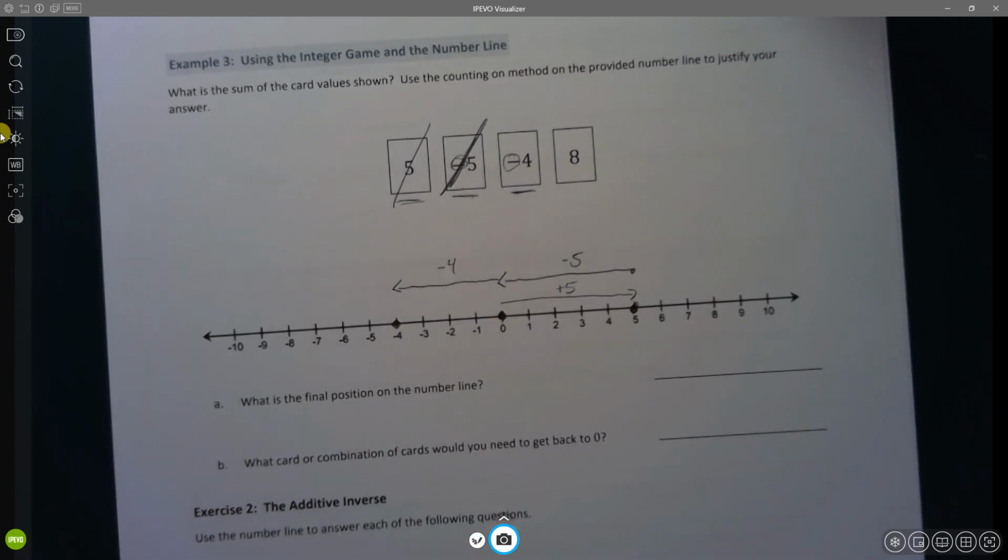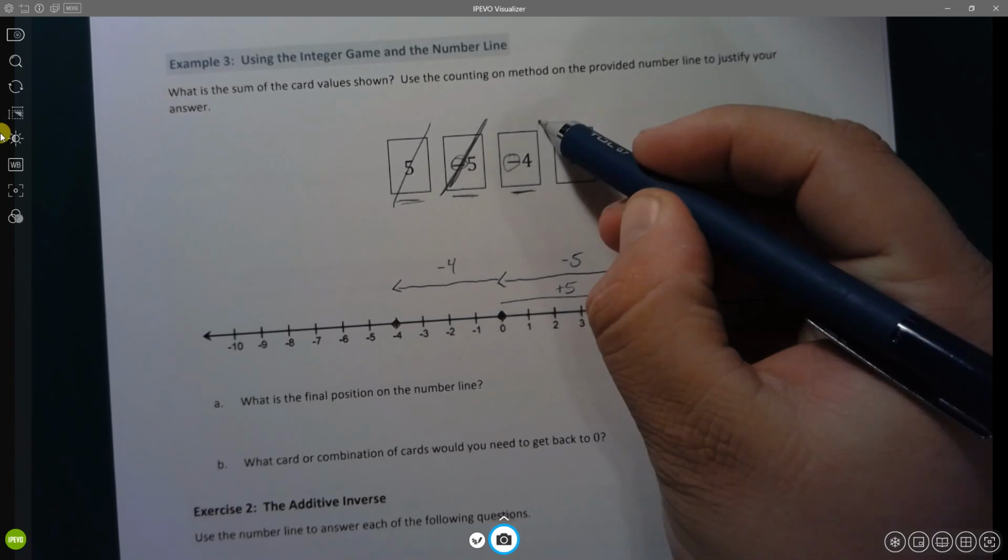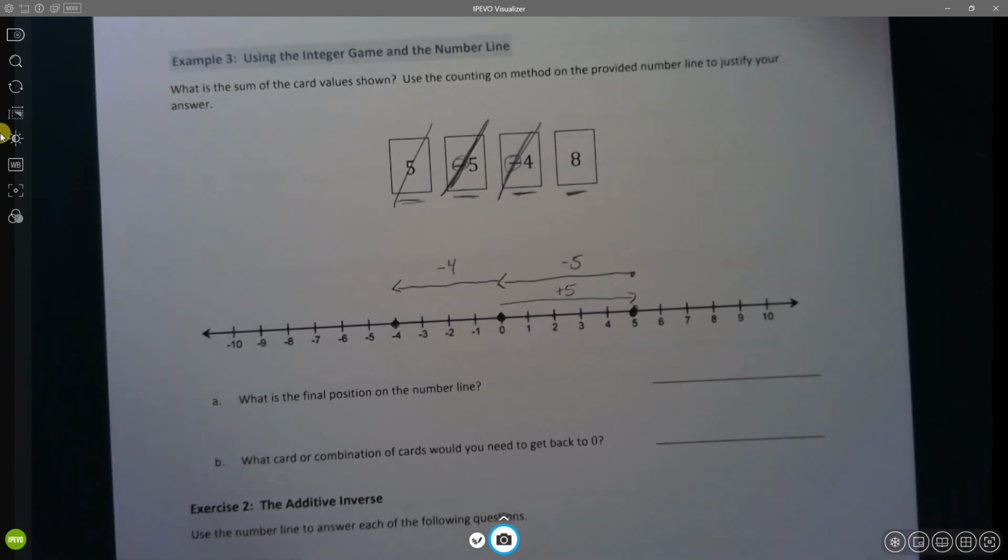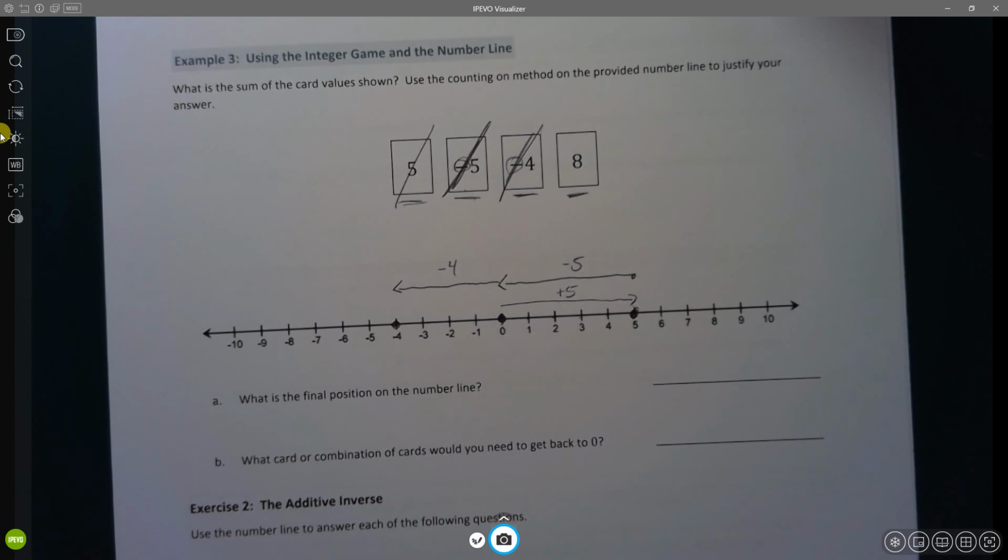Now all that's left is what number? The 8. Well, is that a positive or negative? It's a positive, Mr. Hale. Positive. You're right, Jason. It's a positive number. So that means I'm going to go which way? To the right, Mr. Hale. To the right. You're right, Jasmine. We're going to go to the right.